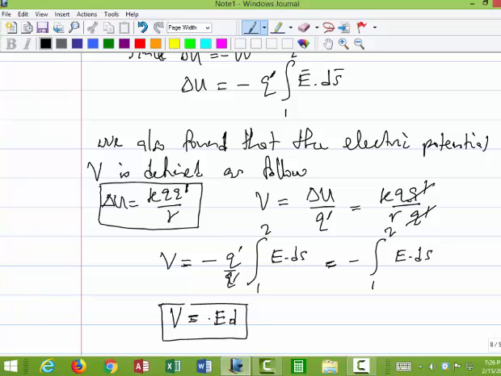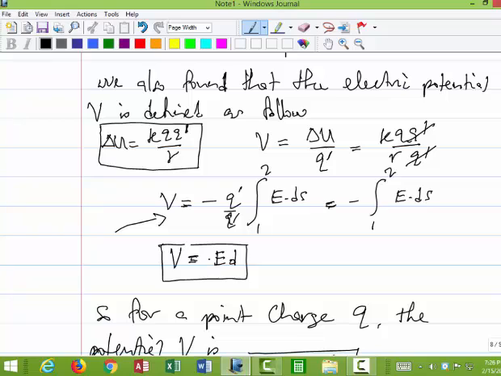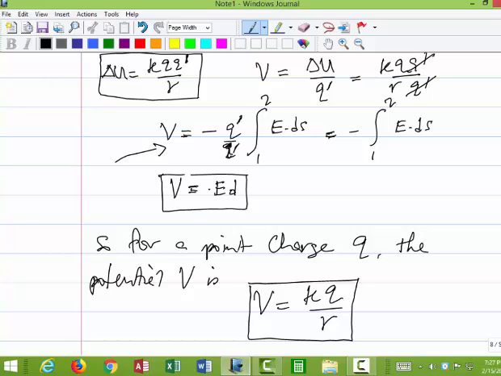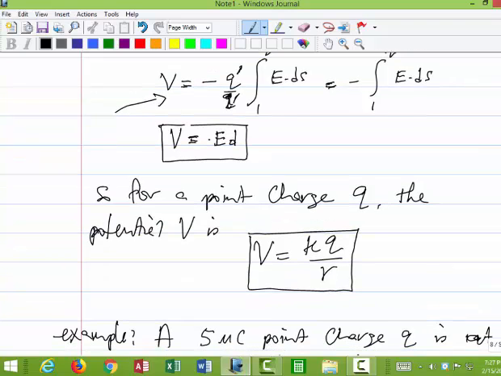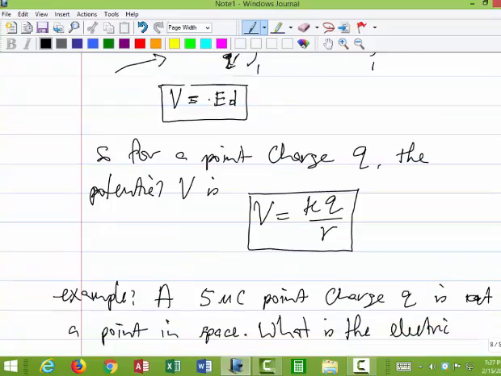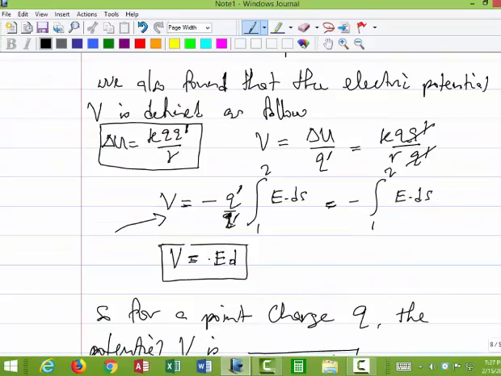The Q primes cancel out. So I wanted to clarify that because we have several things going on there. There are source charges and test charges, and so we need to get those straight. So the formula is the same, it's still correct. So the potential is due to the source charge alone. There is no test charge involved. So V is equal to KQ over R. Okay. So I think we can stop here.